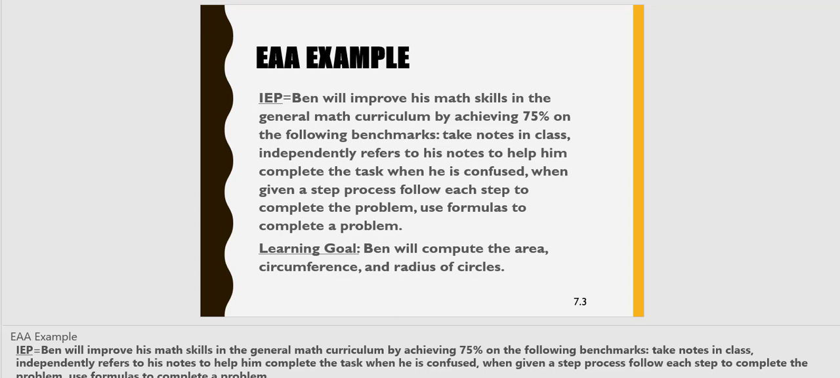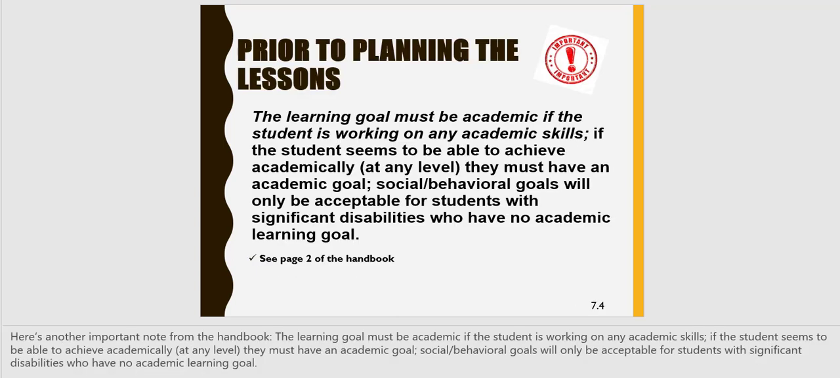Well, we have to package that into one learning goal that can be reasonably achieved within 3 to 5 lessons. Here's how we've distilled that. Ben will compute the area, circumference, and radius of a circle. This aligns more clearly to a specific academic skill, but he can use the steps of the IEP goal to help achieve that learning goal.